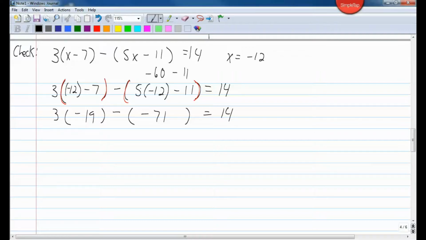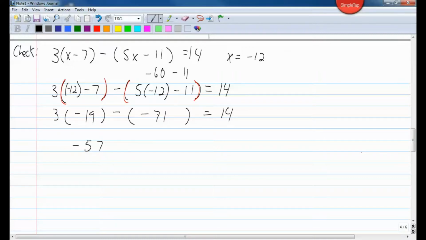Alright, so I simplified this set of parentheses. I simplified this set of parentheses. Now I need to do any kind of multiplication or division. I have a number on the outside of this parentheses, so I'm going to say 3 times negative 19. That's going to be negative 57. And you can use your calculator to do that if you need to.